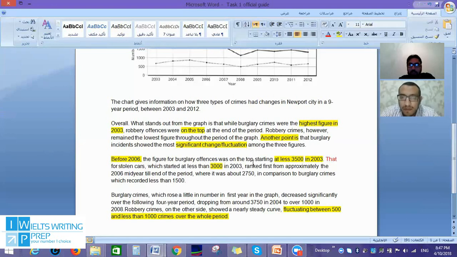The figure for burglary offences was on top. I'm not happy with this "on top". I don't really want you to use this phrase. Starting at blah blah blah. Rank the first till the end of the period, where it was in comparison to which recorded less than 1,500.